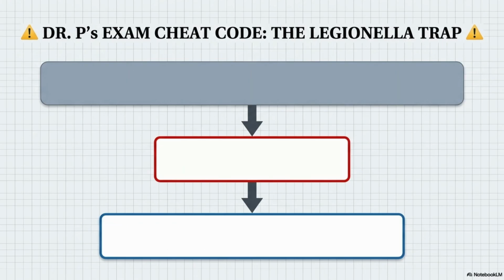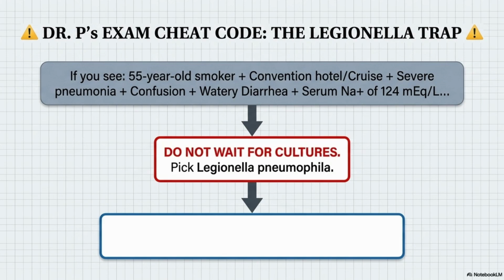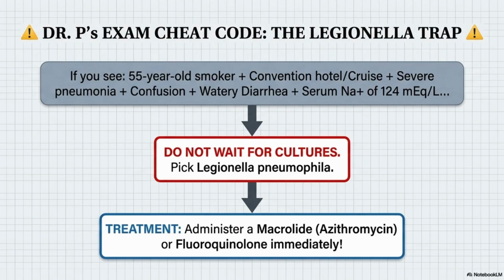Now pay close attention to Dr. P's exam cheat code: the Legionella trap. On your exams, if you see a 55-year-old smoker plus a stay at a convention hotel or cruise plus a severe pneumonia plus confusion plus watery diarrhea plus a serum sodium of 124 milliequivalents per liter, do not wait for cultures. Pick Legionella pneumophila. For treatment, administer a macrolide like azithromycin or a fluoroquinolone immediately.